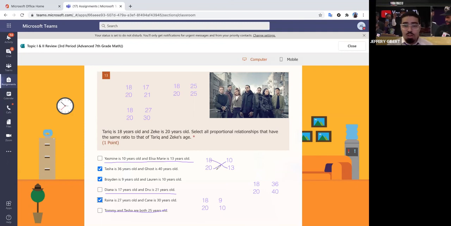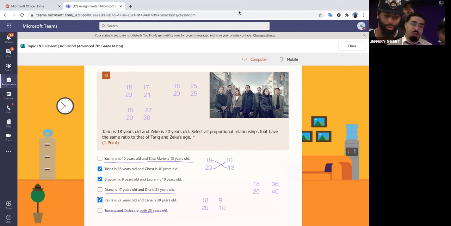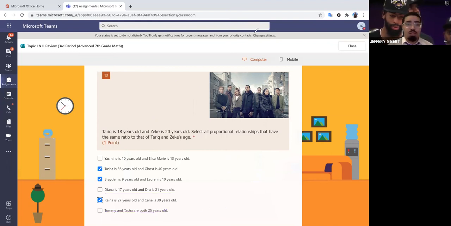So again, on this, all you do is do the two ages, top over bottom, first over second, and then make it equal to each answer choice, first over second, and then just cross multiply. If the answers are the same, it's correct. If the answers are not the same, it's not correct.